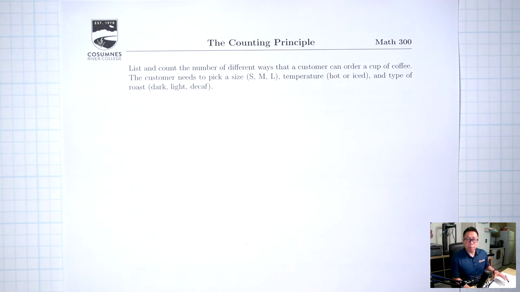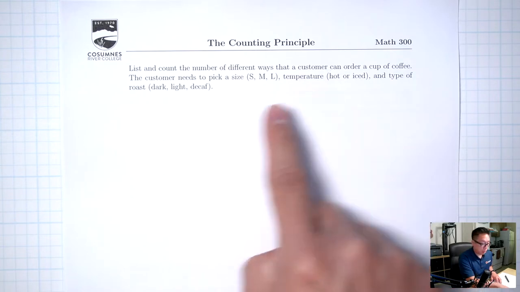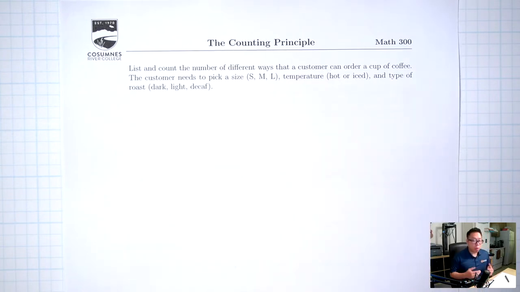Today we're going to start a new topic called counting. And the situation we have here is you're at a coffee shop and you need to order a cup of coffee. At this coffee shop, to order a cup of coffee, you have to first pick a size, pick a temperature, and then pick a type of roast. And the question is, what are all the possible ways that you can order this cup of coffee?